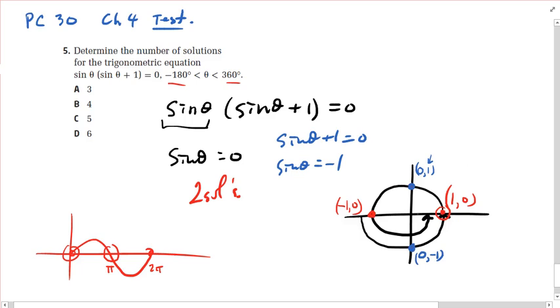Okay, so this is good. So it looks like we've got negative 90, right? And we've also got all the way around to positive 270. So we've got two solutions here as well to where sine is negative 1. So it looks like two solutions from this factor and two solutions from this factor. Looks like 4 is your answer.